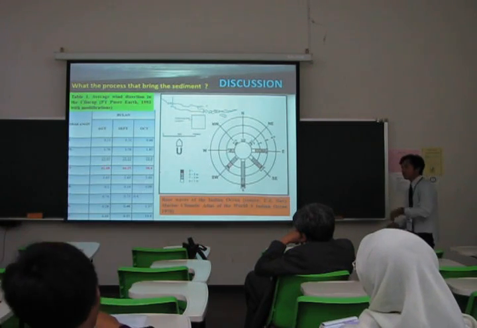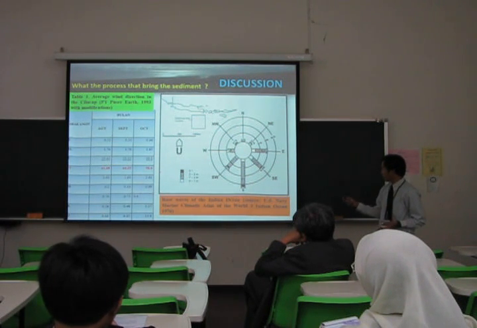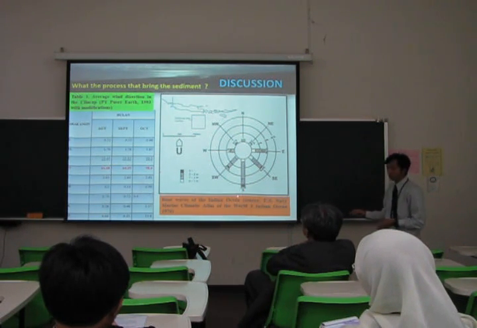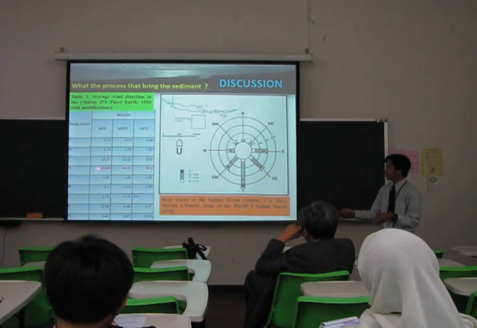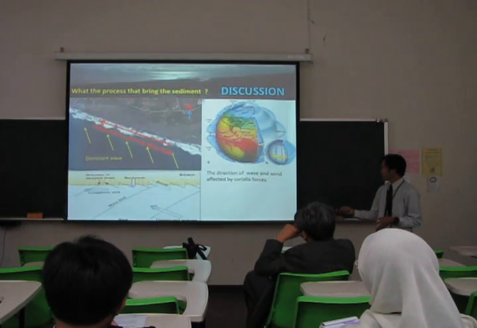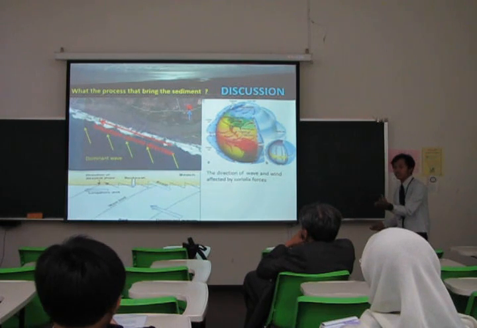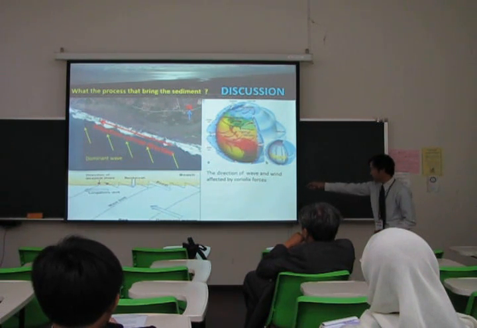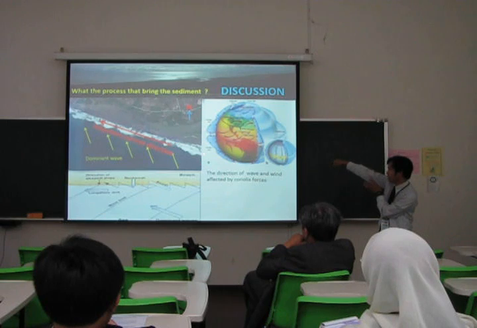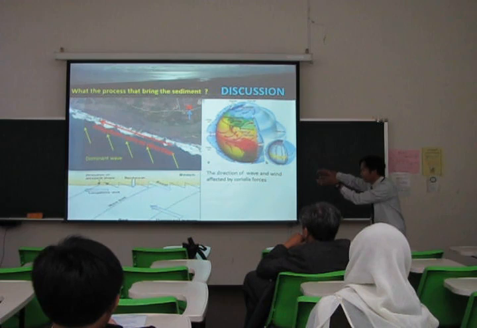To support our data, we looked for some additional data. The dominant wave comes from the south, and also from the southeast. Because of the Coriolis effect, the wave will be deflected to the west, and the direction of the dominant wave will be like this. It produces a longshore current and brings the sediment from this area, maybe the beach from here, and then the sediment will be brought to the front of the estuary and stop the flowing of water.